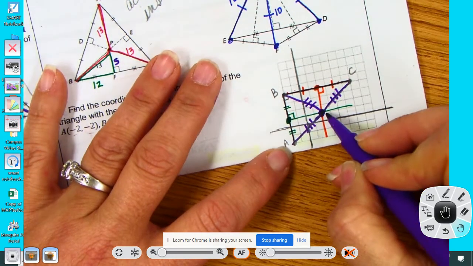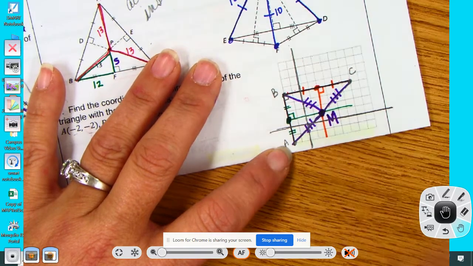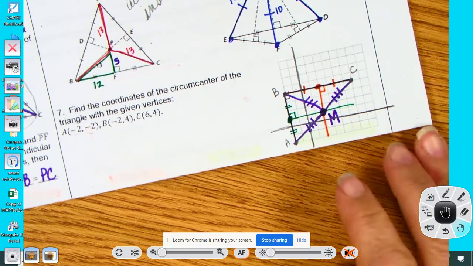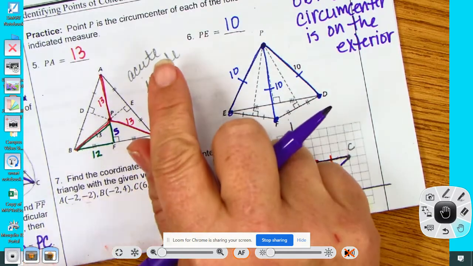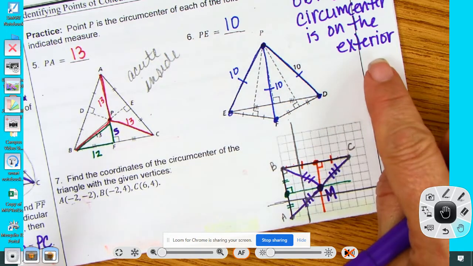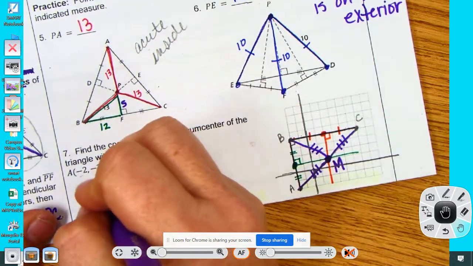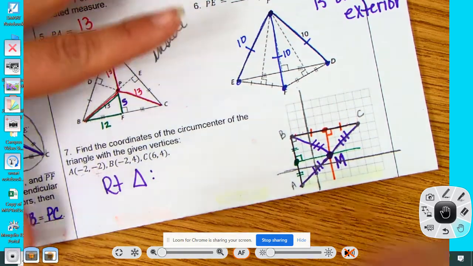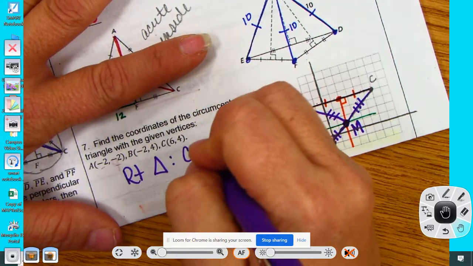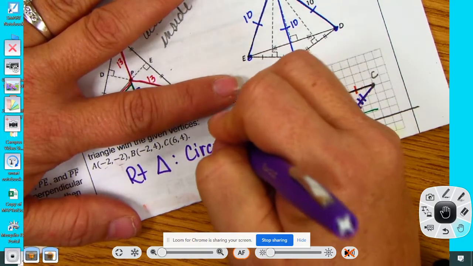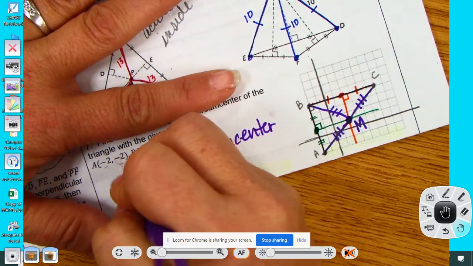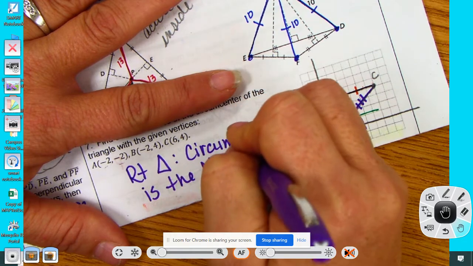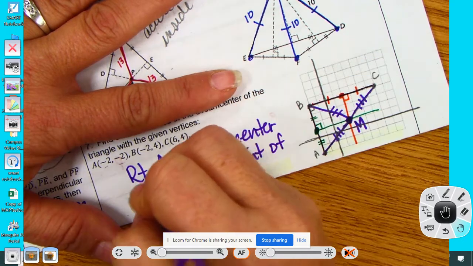And notice where this is located. This is the midpoint of your hypotenuse. Okay, so think about acute, your circumcenter is inside. Obtuse, your circumcenter is outside. When it's a right triangle, the circumcenter is the midpoint of the hypotenuse. And this only works on right triangles. So the circumcenter is the midpoint of the hypotenuse.